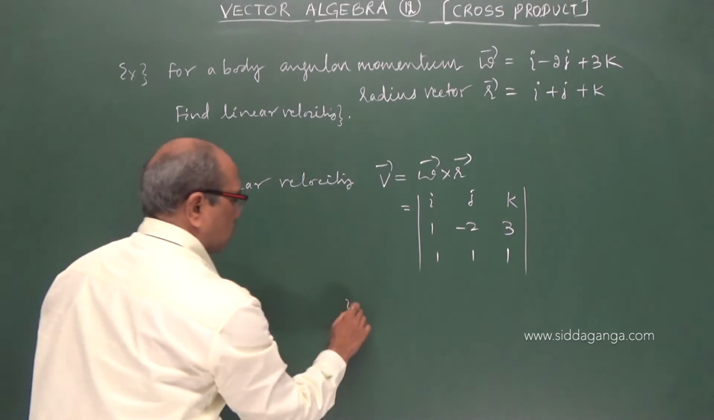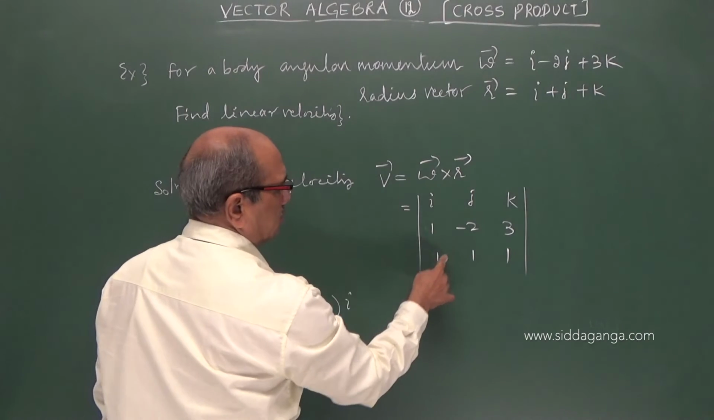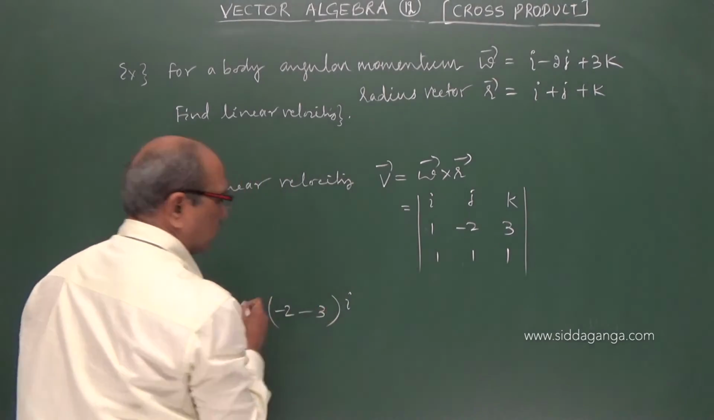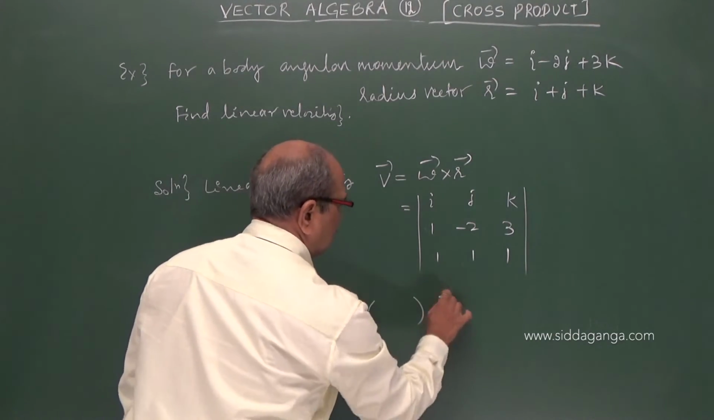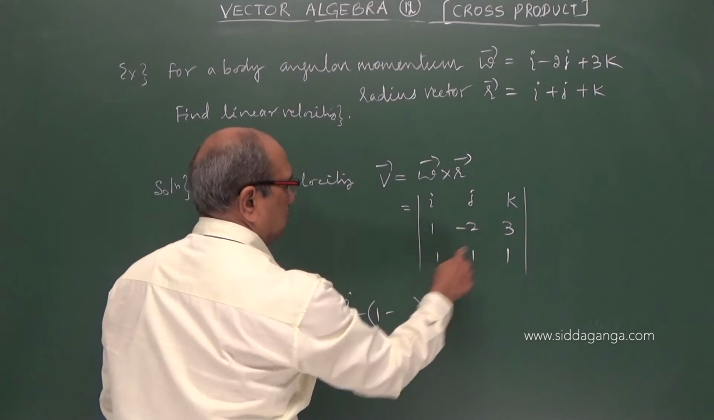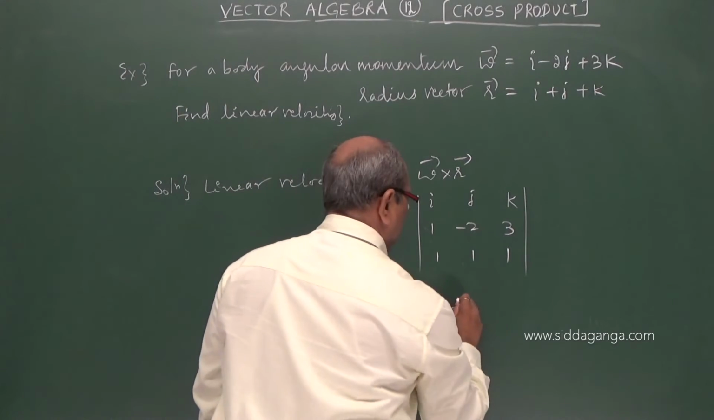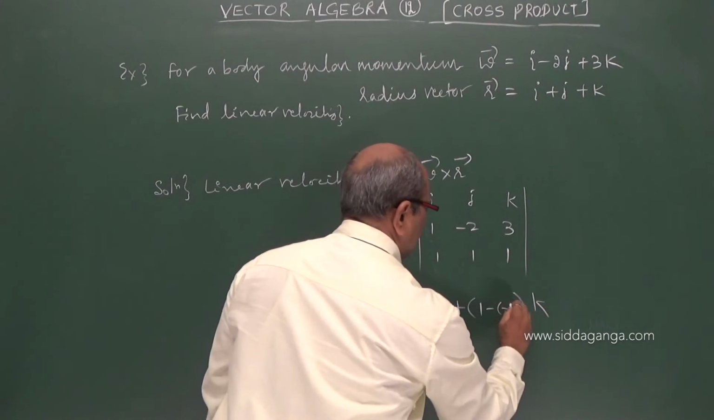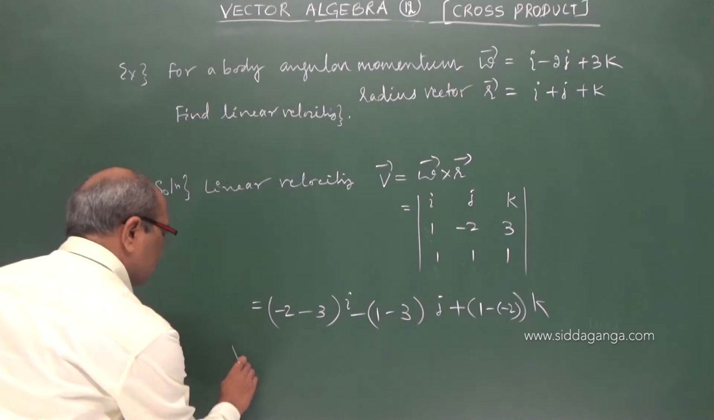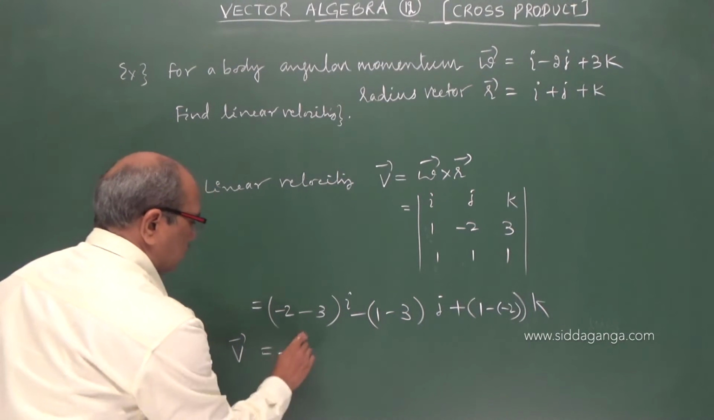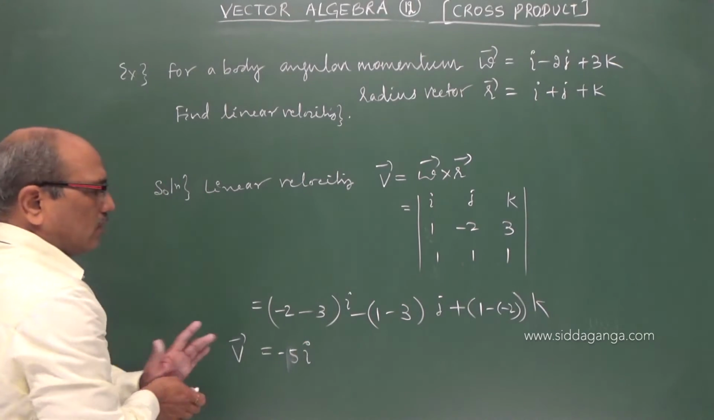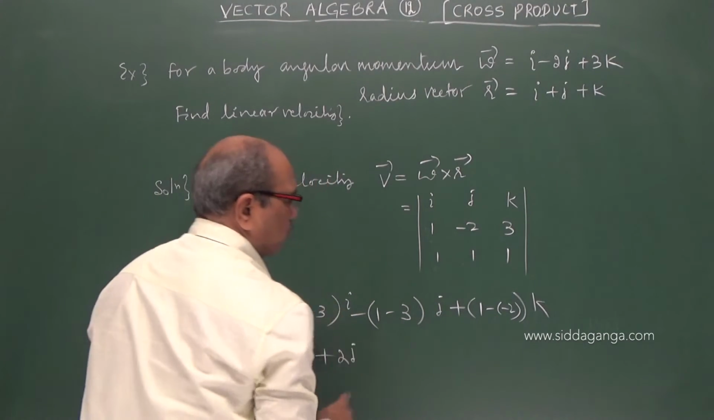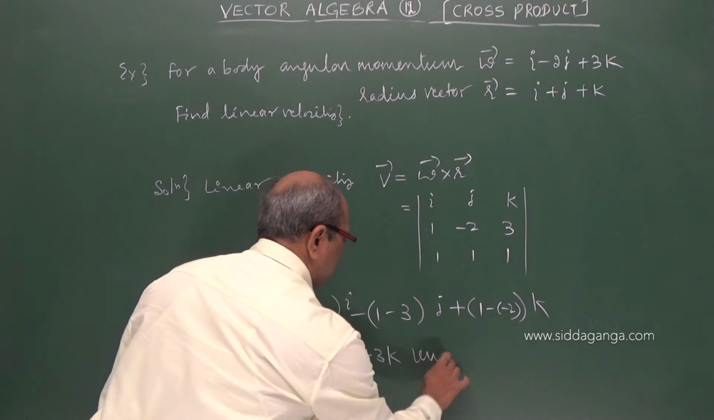Now what happens for i? Leave this column, take these two, minus 2 and 3. Minus j, leave the middle, 1 into 1 is 1, minus 3 into 1 is 3. Plus k, leave that, 1 into 1 is 1, minus 2, minus of minus 2. Now velocity equal to minus 5i, minus j times 1 minus 3, that is plus 2j, plus 3k units.